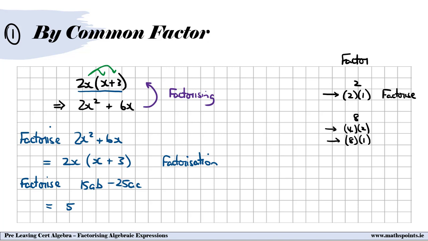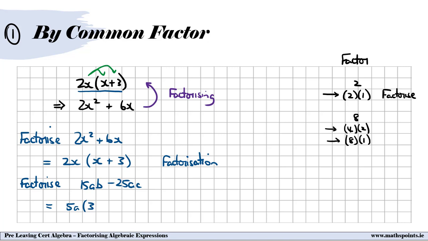Then we have a look at the letters. We have AB in the first term and AC in the second term. And what's the letter that's common to both? Well, A is common. So 5A is going to be one of the factors outside of the bracket. Then we open up a bracket and ask ourselves the question, what's 5A into 15AB? In other words, what's 15AB divided by 5A? I like to do it separately, the numbers first of all. What's 5 into 15? Well, 3.